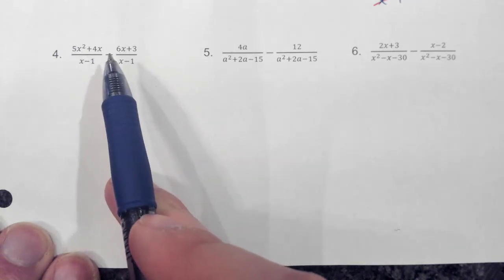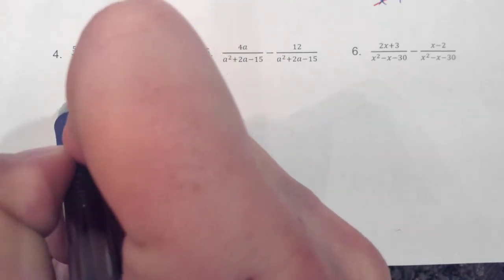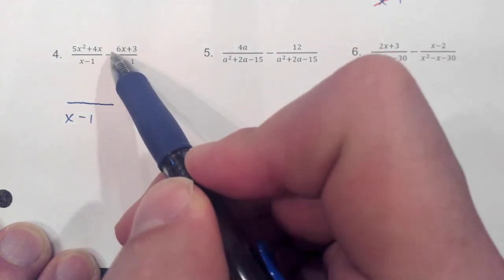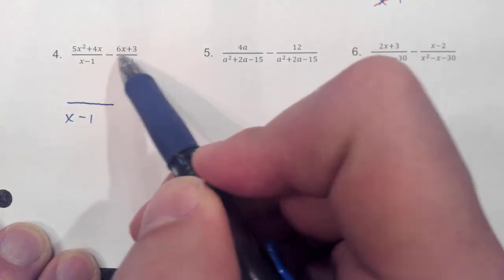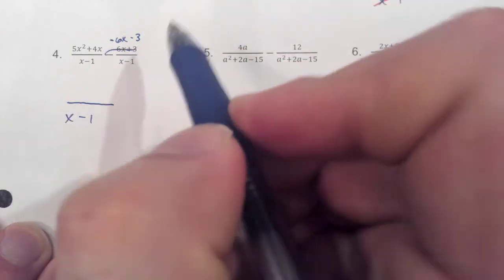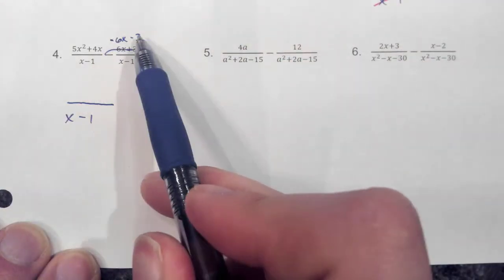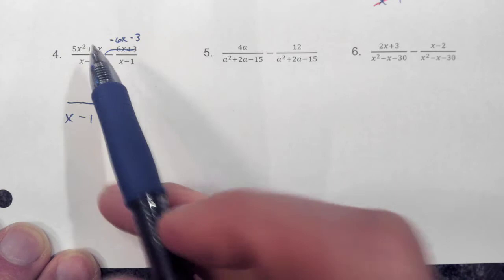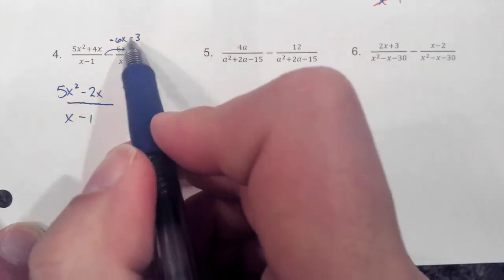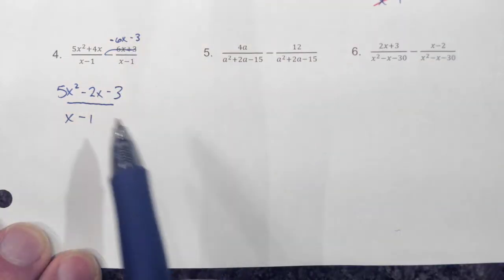Okay, so let's see. First thing, again, I've got that common denominator of x minus 1. And then I remember that if there's a negative, it has to distribute to both of the terms in the numerator. So it's going to be really a negative 6x minus 3. So I'm going to erase that and just look at what I'm dealing with. And then like terms, I would still have the 5x squared. 4x minus 6x is negative 2x. And then I've got the minus 3 again to be rewritten.